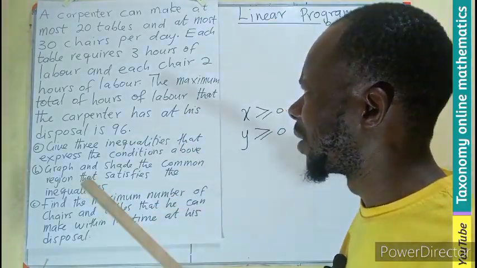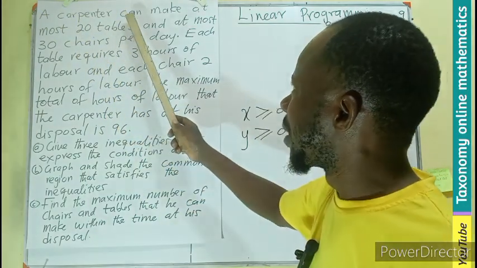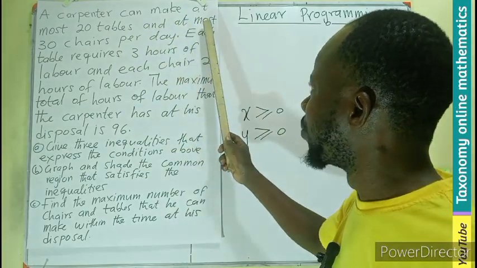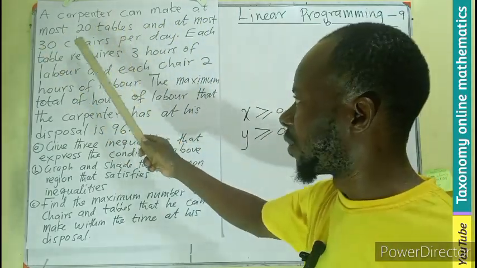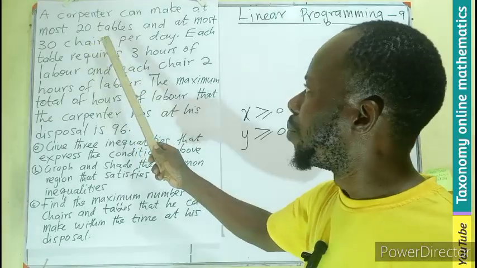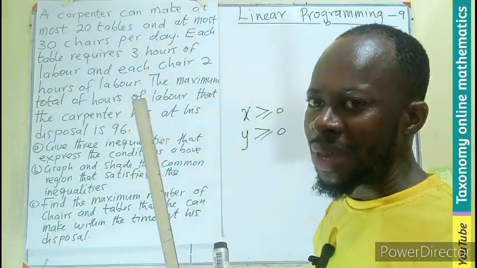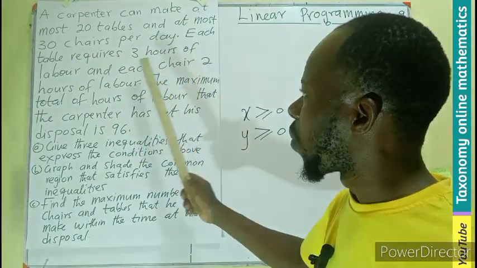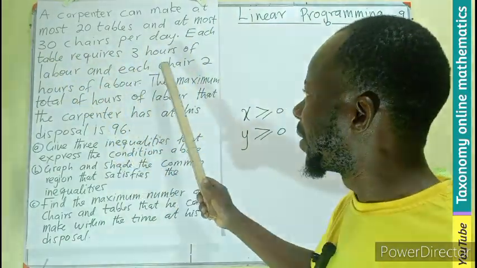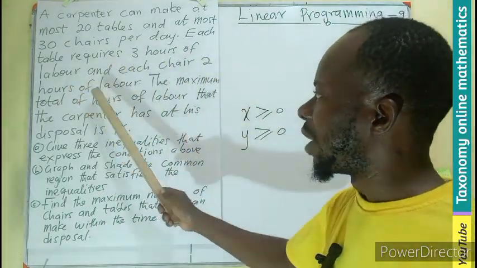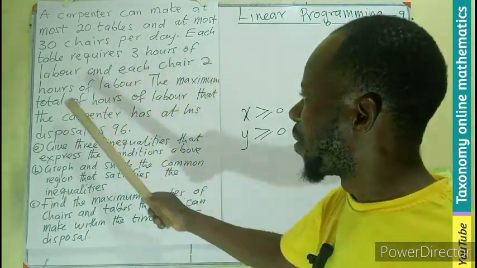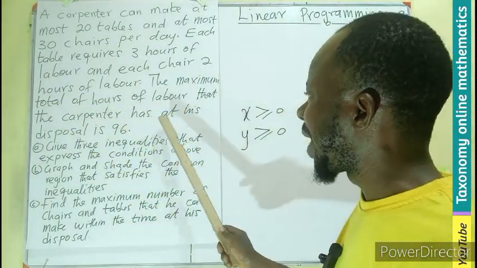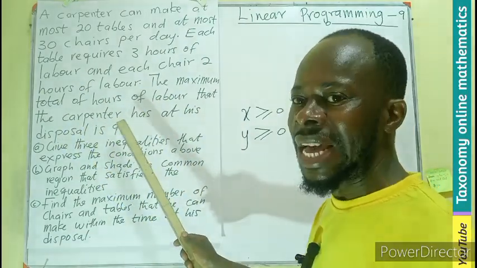So let's take the first question. A carpenter can make at most 20 tables and at most 30 chairs per day. That is what he can make at most. Then each table represents 3 hours of labor, and each chair represents 2 hours of labor. So the maximum total hours of labor that the carpenter has at his disposal is 96.